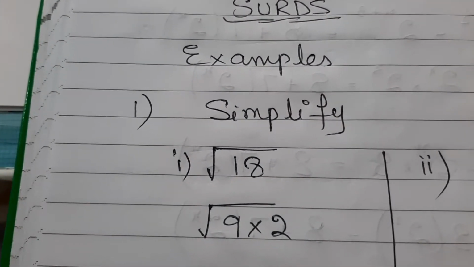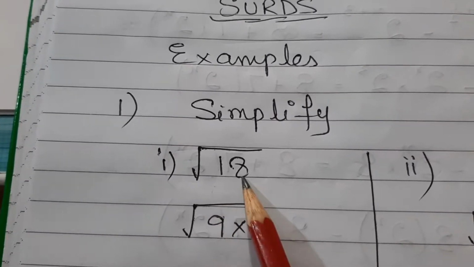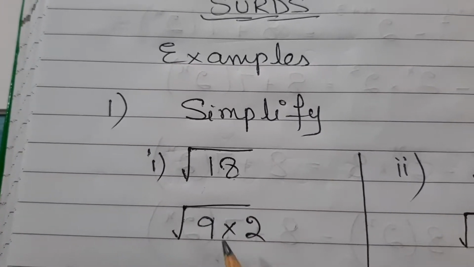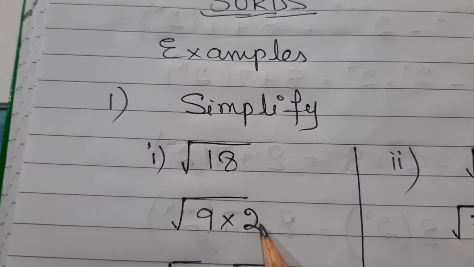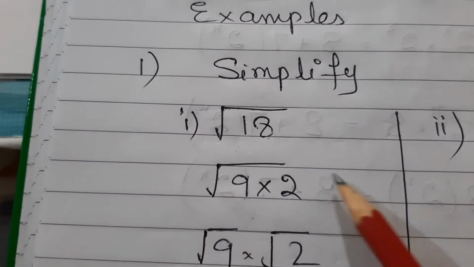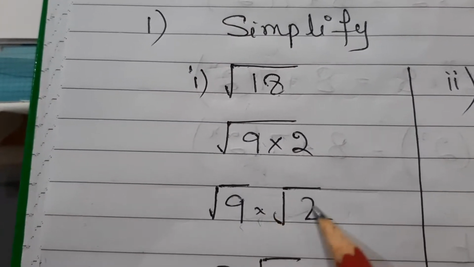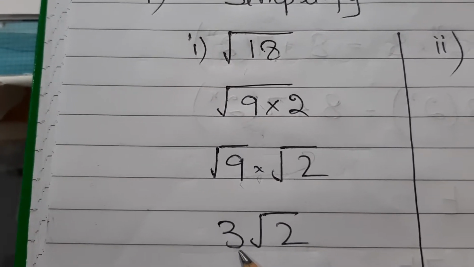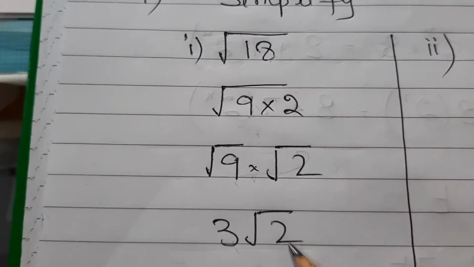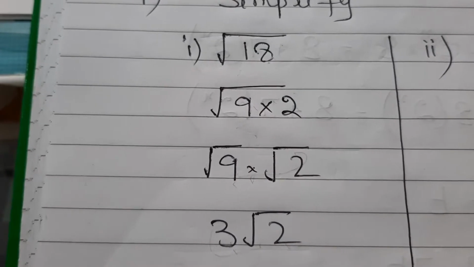Okay, so let's see the three examples of simplifying. For example, it is root 18. The factors coming to my mind for root 18 are 9 and 2. 9 twos are 18. No matter which factors you use, you will get the same answer at the end. So root 9, we can write it in the split form. Even if we don't write it and directly write like this, it's fine. Because root 9 is equal to 3 and root 2 will remain as it is. So this is the simplified form of root 18.